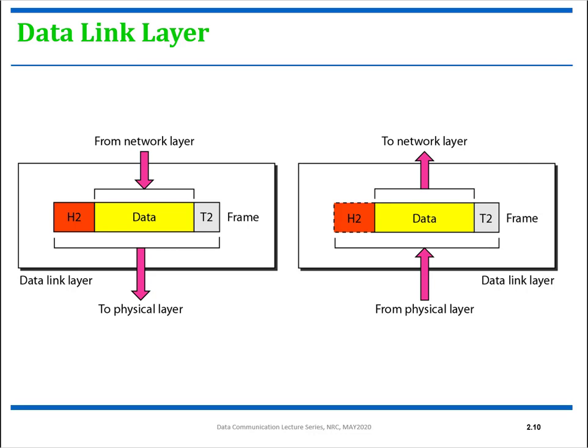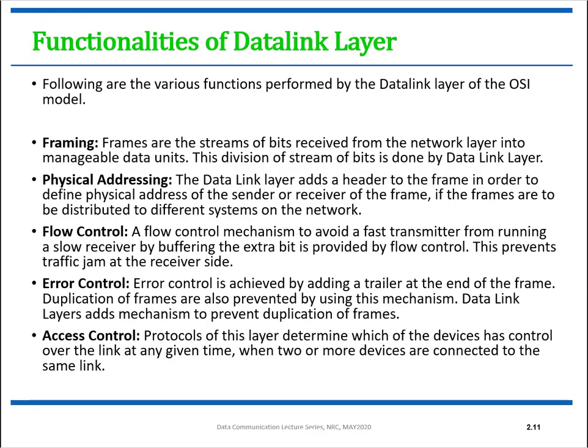So you can see there are two different things added into the data. One is H2 and T2. The 2 means the second layer, that means data link layer, and H means header and T means trailer. So this is basically incorporated in the data link layer, and this is the only layer where header and trailer is added. So how is data communicated through the data link layer? Let us see the functionalities.